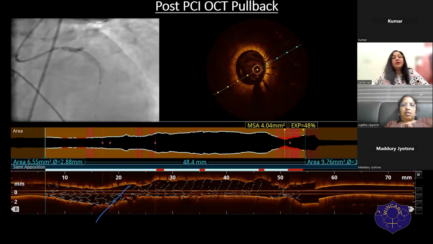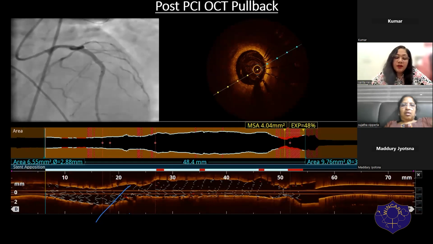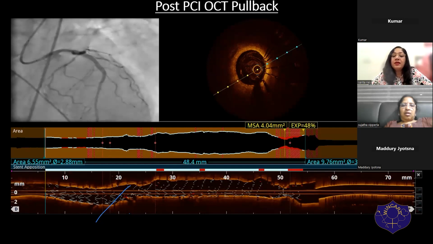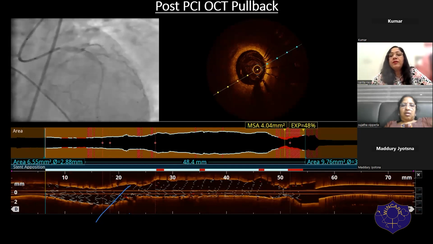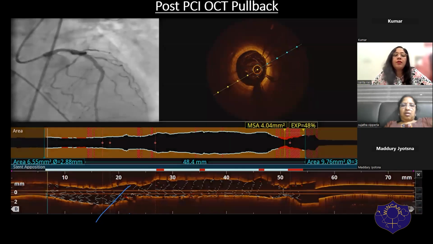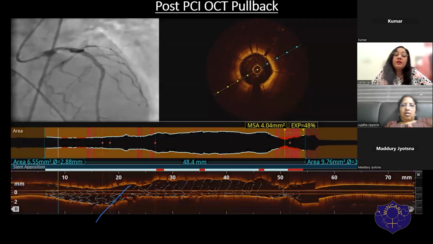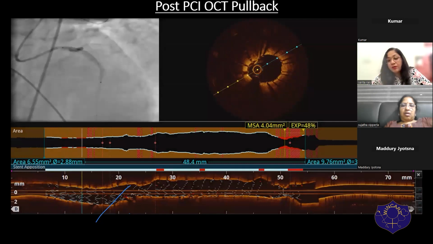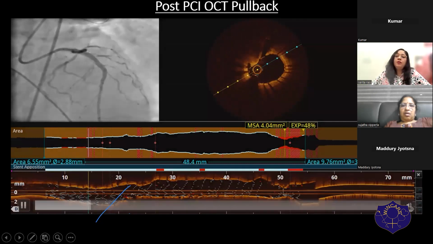Now, what do we see in the OCT? Angiographically, it was looking quite good. On OCT, we see that at the tightest point we only expanded 48%, and the MSA is only 4. So we know that we need to do something else now. So let's listen to the house and decide what you would do at this point.